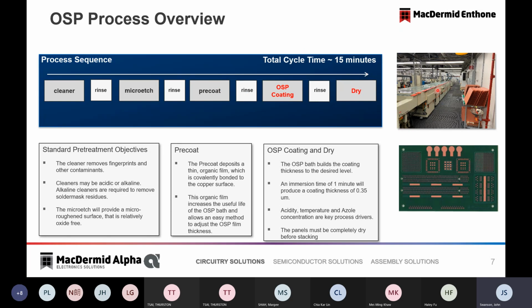I show a photograph here of a horizontal circuit board line. This can be done vertically, but in a higher production environment, it's more common to have a horizontal machine processing circuit boards through this line in a conveyorized manner.